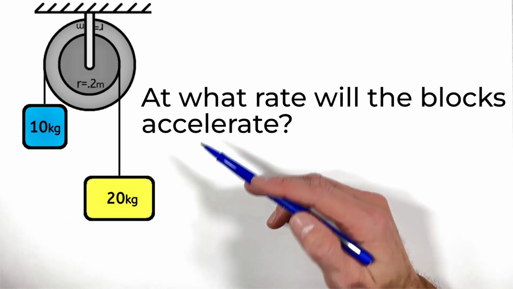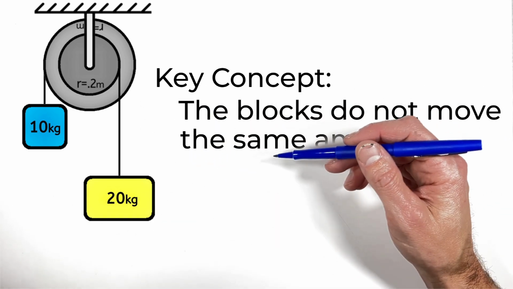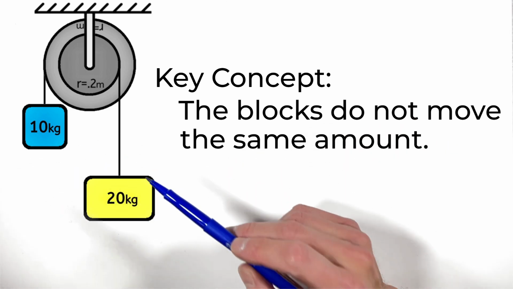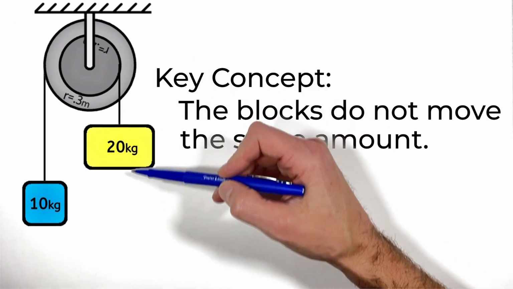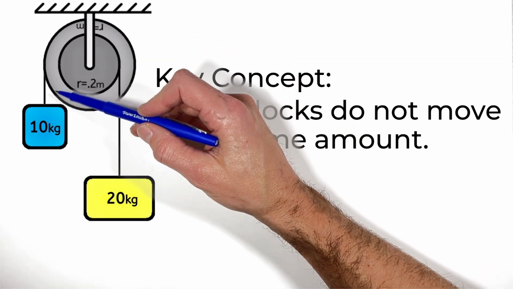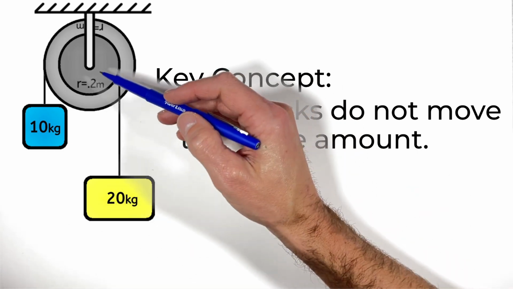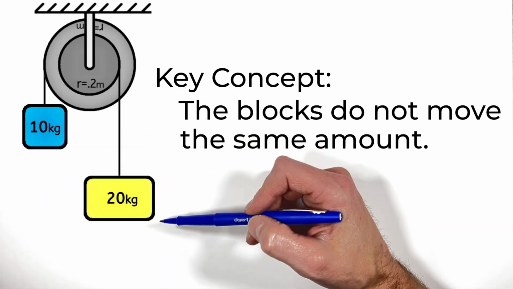Now, there's a key concept in this entire problem, and this is where I see people go wrong with this, and probably why you're watching this video right now. These two blocks do not move the same amount. You see, if this block moves down, it's going to turn the pulley a certain amount, and as a result, this block will move up. But because the two blocks are attached to the pulley at different radii, they're going to move different amounts.